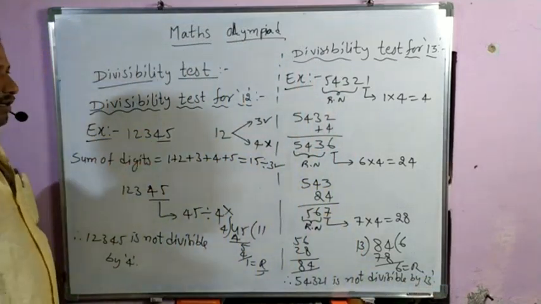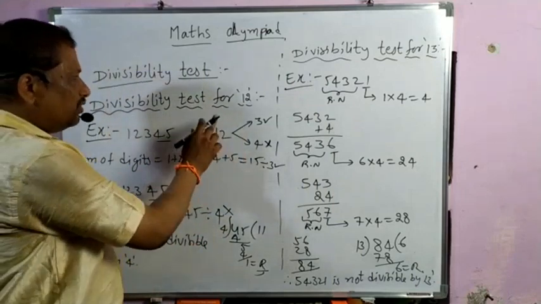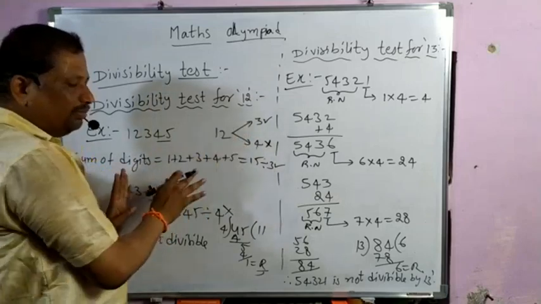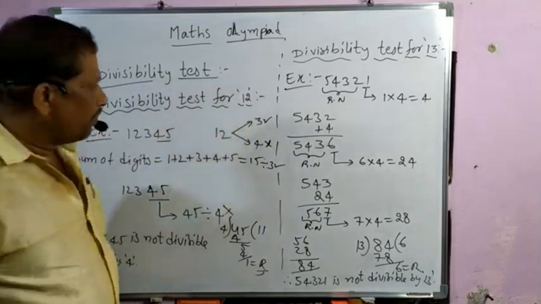For the divisibility test for 12, the factors of 12 are 3 and 4. If the given number is divisible by 3 and 4, then it is divisible by 12. Here it is divisible by 3, but it is not divisible by 4. So the given number is not divisible by 12.